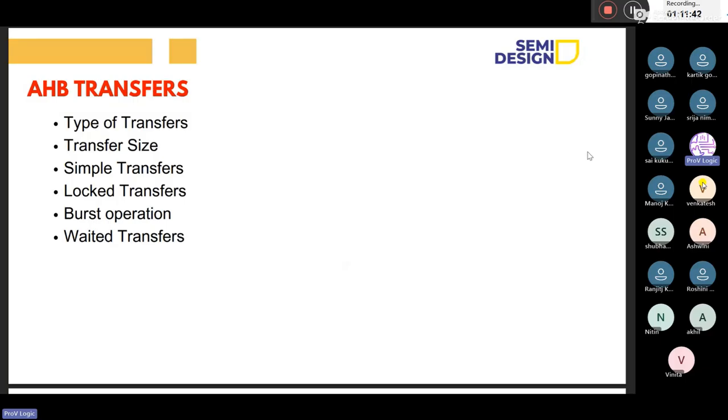Okay, and we have simple transfers. Simple transfers mean we can transfer the data directly in a single burst, just as in the APB protocol we directly transfer 8-bit data. Like that, locked transfers work in the same way. However, when multiple masters are in use, one master will have the bus and pass the data, and the remaining ones are all locked. And burst operation, this is very important. In a burst operation we can initiate multiple transfers at a time. Next, waited transfers. Okay, we will discuss them one by one.